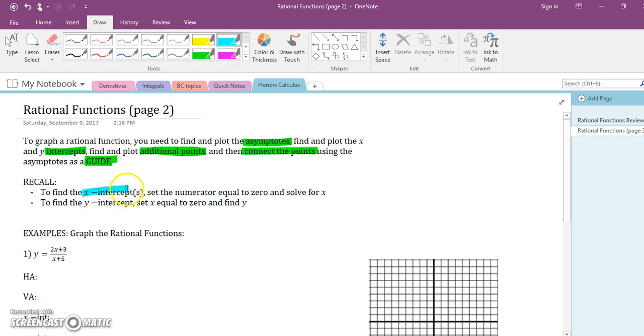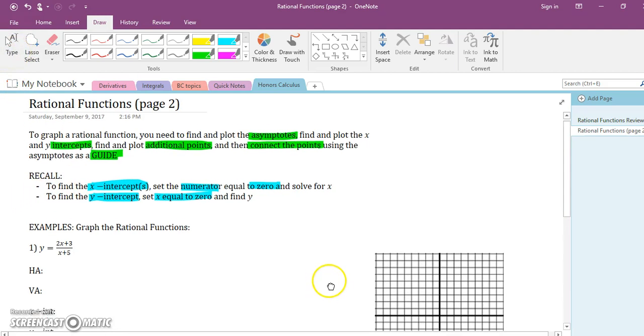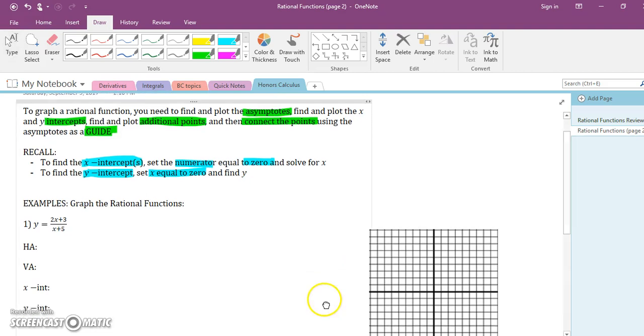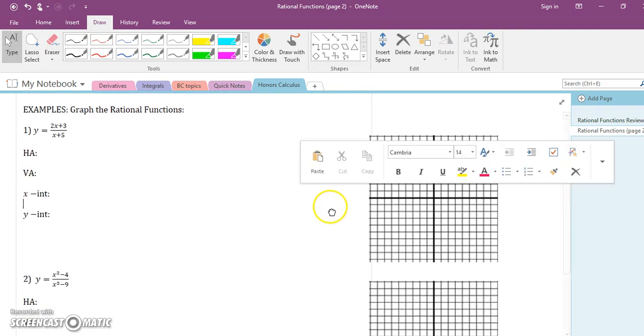You're going to have to find x and y intercepts to help you connect some dots here. To find the x-intercept, just set the numerator equal to 0, solve for x. To find the y-intercept, you set x equal to 0 and solve for y. That's always true. To always find a y-intercept, you always set x equal to 0. So make sure that's written down, and let's go to our first example.